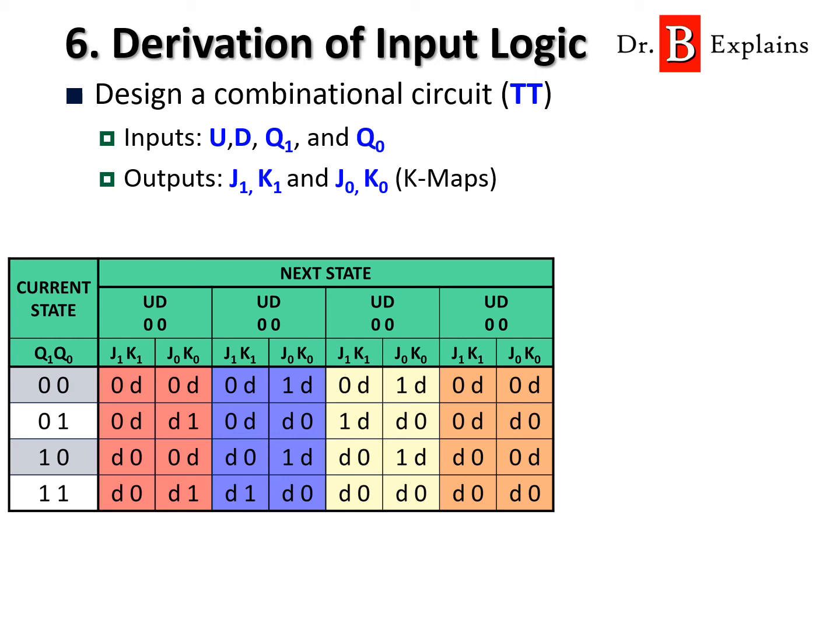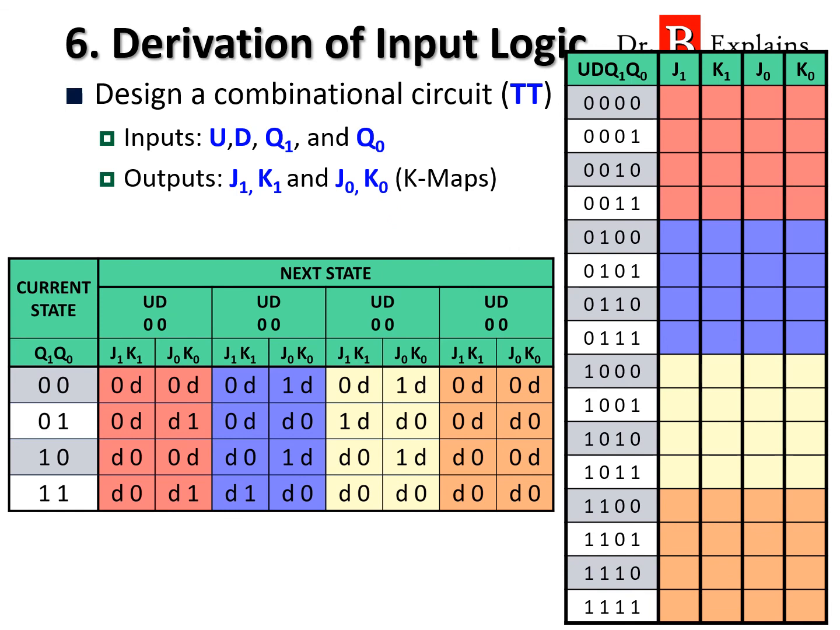Anyway, I think you're more familiar with this. The whole goal here is that we need to have as inputs UD, Q1, and Q0. And remember that I said to use them in this order. It will become easier. So if we follow that pattern, 00, 01, 10, 11, we will have something like this. We have a 0, D, 0, D, 0, D, D, 1, D, 0, 0, D, D, 0, D, 1, and so on. Okay, so that's what we're doing now.